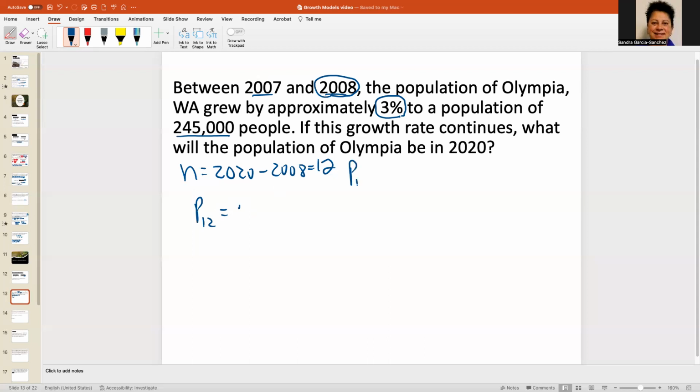Let me just write here the formula so we know what it is. So P sub 0 is 245,000 times 1 plus, now be careful when we change percentage into decimal. Remember that we have to move the decimal point 2 times to the left, and every whole number has the decimal point in the back. So this is 1, 2, so I need to add a 0 in the front. Be careful with that.